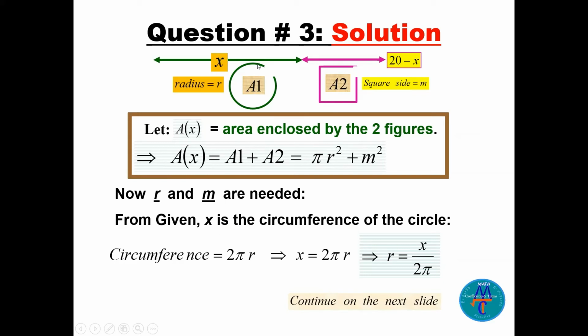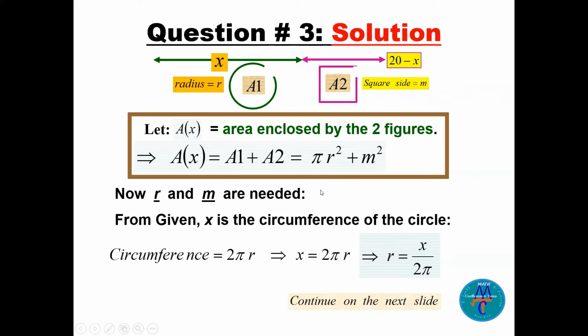Now this x here, see the length of this green wire, this piece here, is the circumference of the circle. So we say the circumference of the circle is 2 pi r, which is x equals 2 pi r. That's the main idea here. This x is the circumference, 2 pi r. Divide by 2 pi, you will get r equals x over 2 pi. So this is r, you can replace it here.